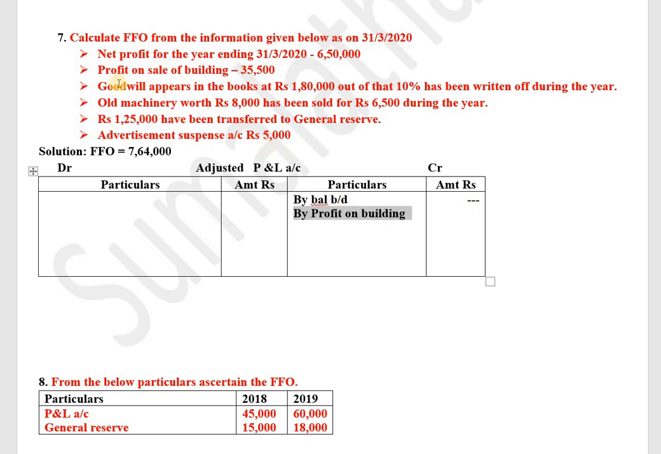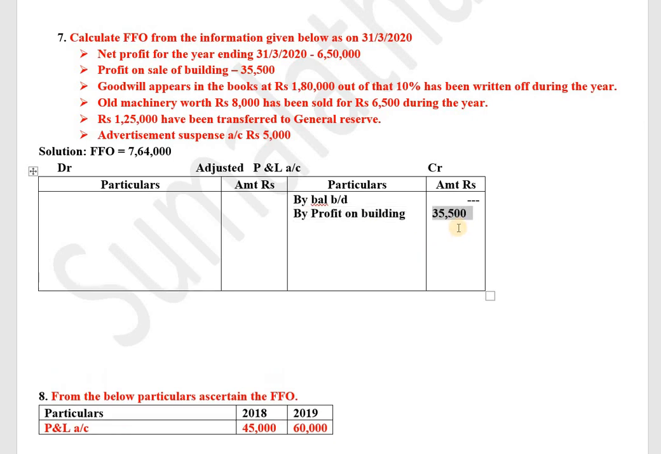Next, ಇಲ್ಲಿ ಇರೋದು ಒಂದೇ ಒಂದು ಪ್ರಾಫಿಟ್ ಇದೆ. ಪ್ರಾಫಿಟ್ ಆನ್ ಸೇಲ್ ಆಫ್ ಬಿಲ್ಡಿಂಗ್, that comes on the credit side, that will be 35,500. Here you all can write profit on sale of building 35,500.